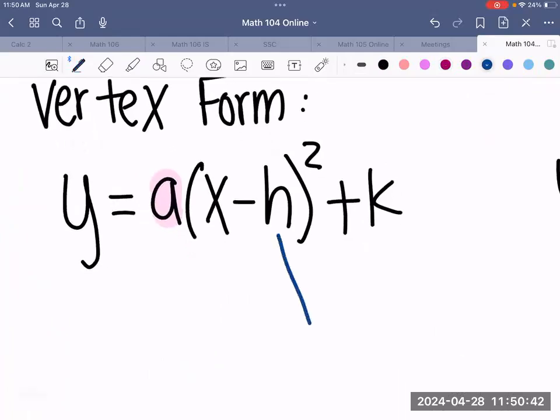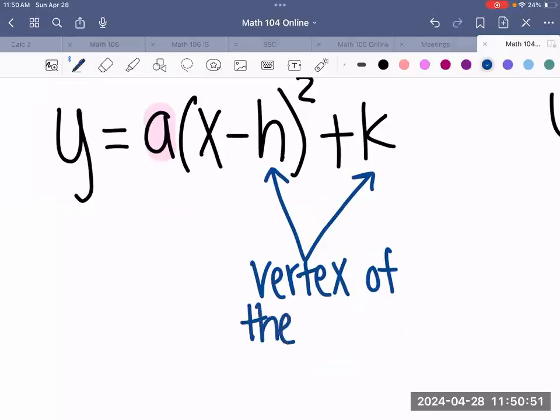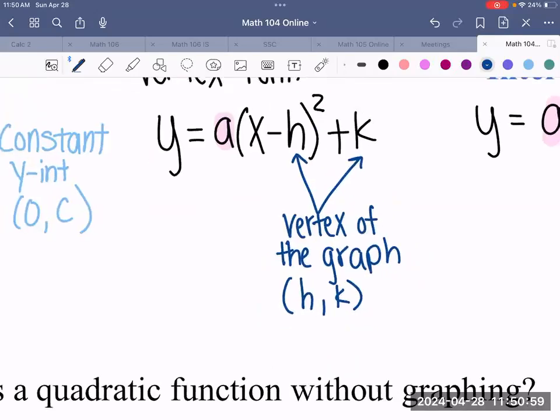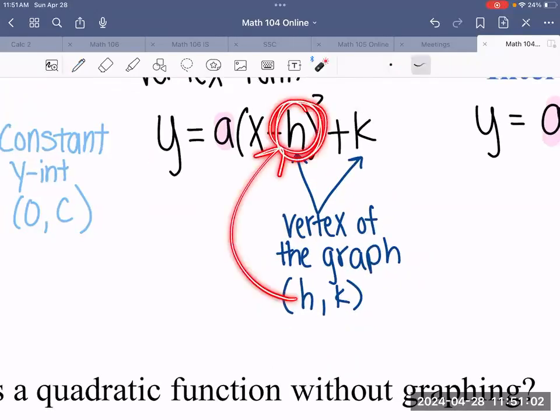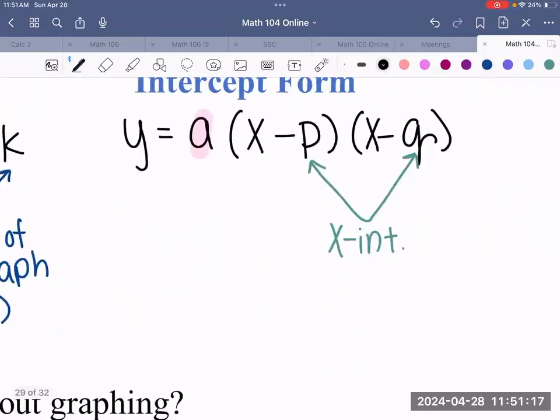So h and k are the vertex of the graph. And this is a point (h, k). Now notice h, when we plug it in, has undergone a sign change, very much like what we've done over here. Whatever your x-intercepts are, we then do a sign change. So if I were to show that again over here, we would have the points (p, 0) and (q, 0).